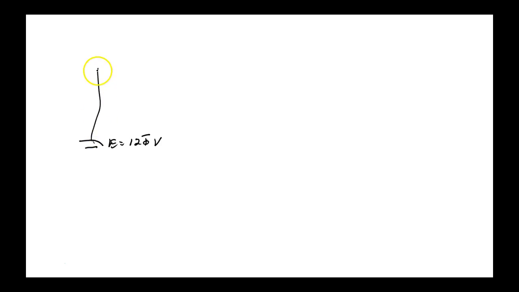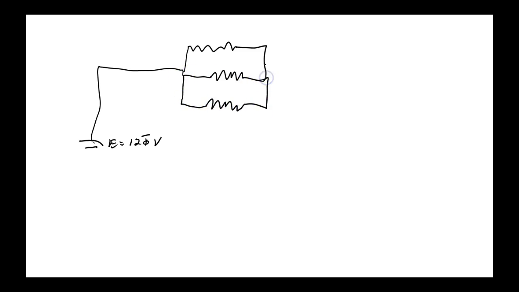Okay? It goes up and then branches into a parallel circuit that goes to resistor 1, resistor 2, and resistor 3. Okay? Resistor 1 is 7.00 ohms. Resistor 2 is 35.0 ohms. And resistor 3 is 25.0 ohms.